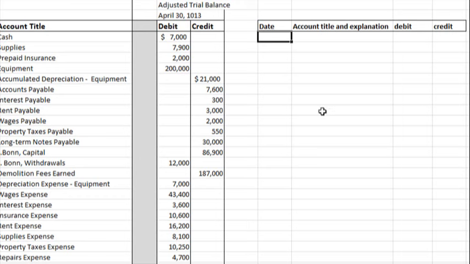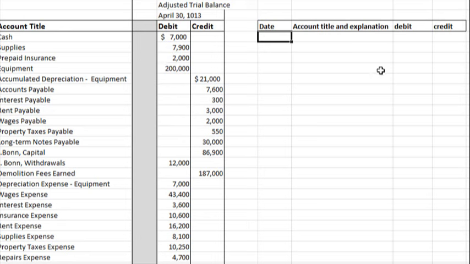Now I'm going to show you how to do the closing entries, again using problem 3-B. I've copied the accounts from the original worksheet and the adjusted trial balance from the original worksheet to make it easier for you to see what the balances actually are.